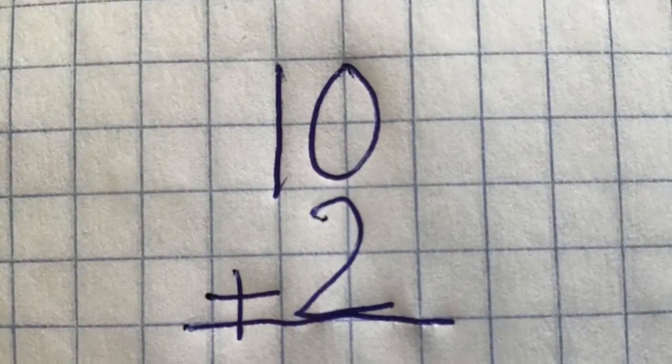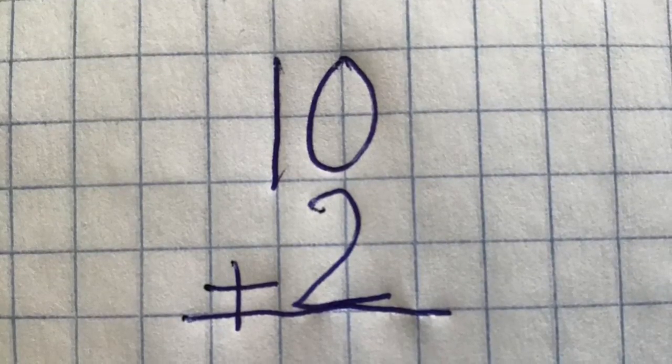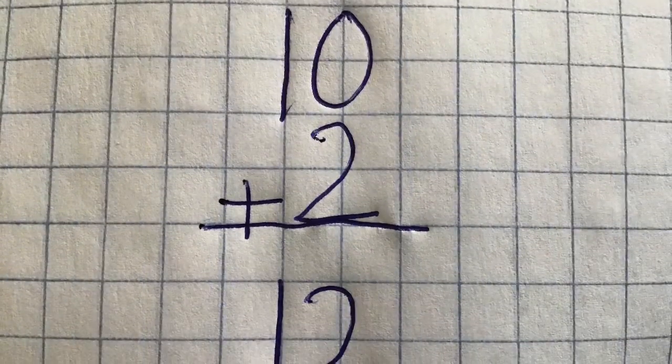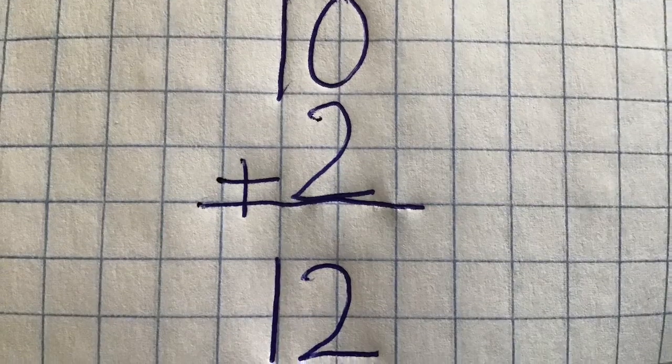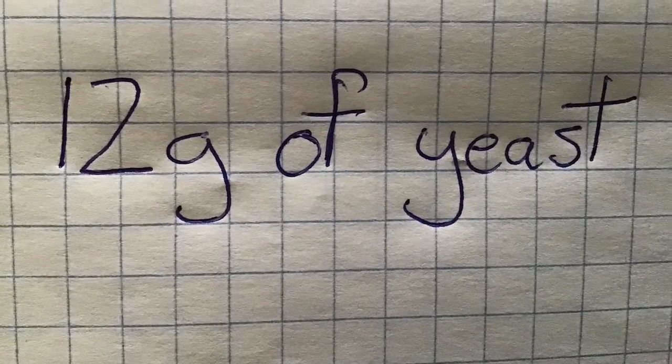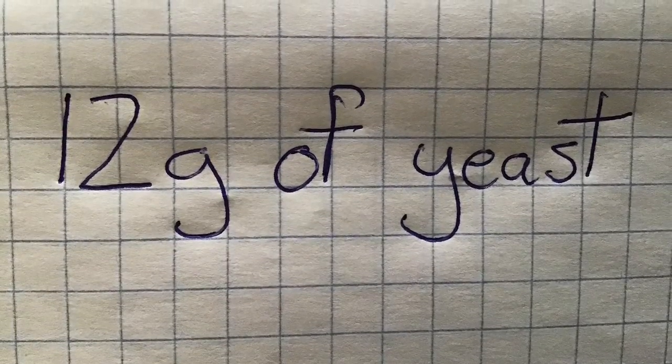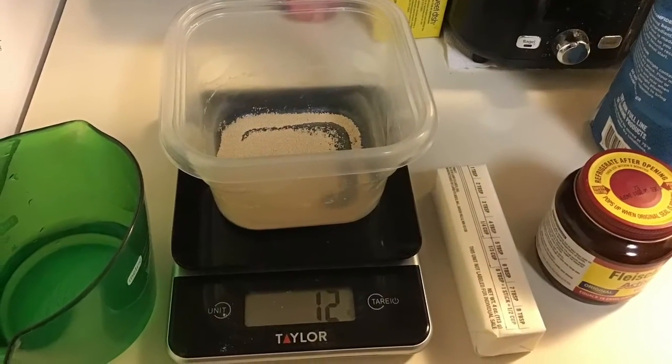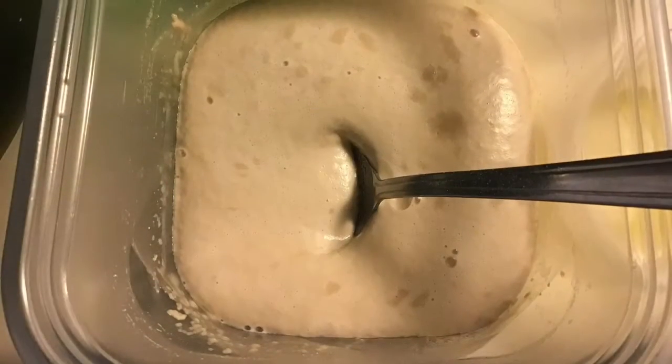So I take the original 10 and I add my 2 to it. 10 plus 2 equals 12. So I need 12 grams of yeast. I weighed out my yeast and I made some delicious bread.